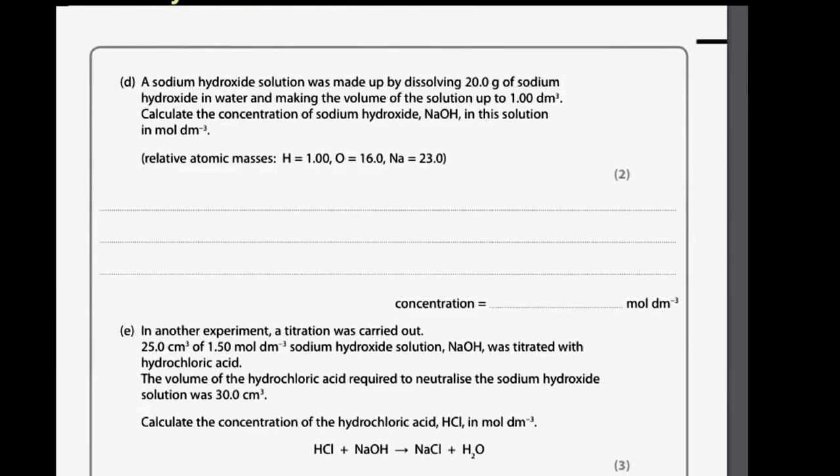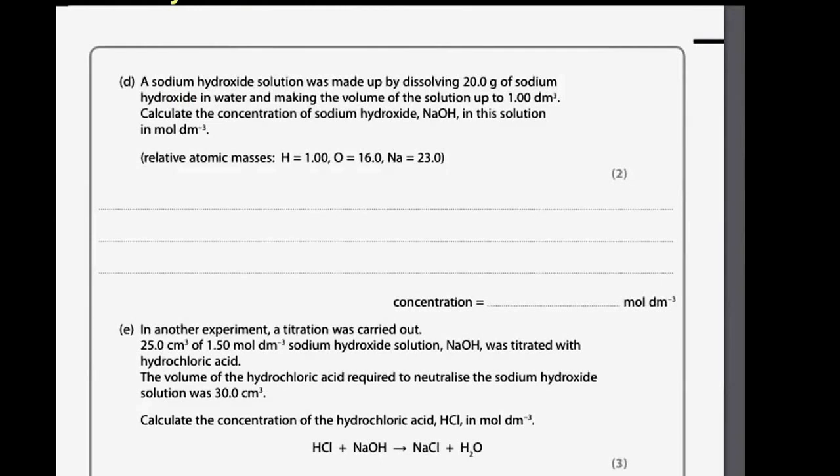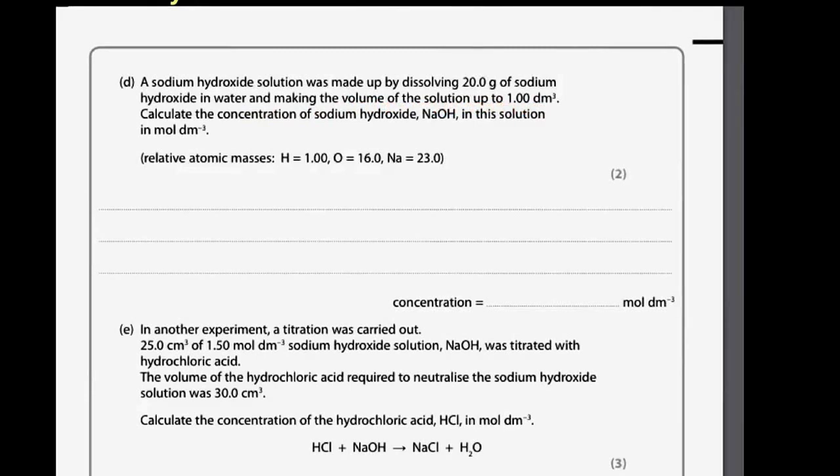Here we have another maths question, and the maths questions in the exam are probably the trickiest ones after the 6-mark questions. This is a fairly straightforward one as it's only 2 marks. Sodium hydroxide solution is made up by dissolving 20 grams of sodium hydroxide in water and making the volume of solution up to 1 dm cubed. Calculate the concentration of sodium hydroxide, NaOH, in the solution in mol dm cubed.